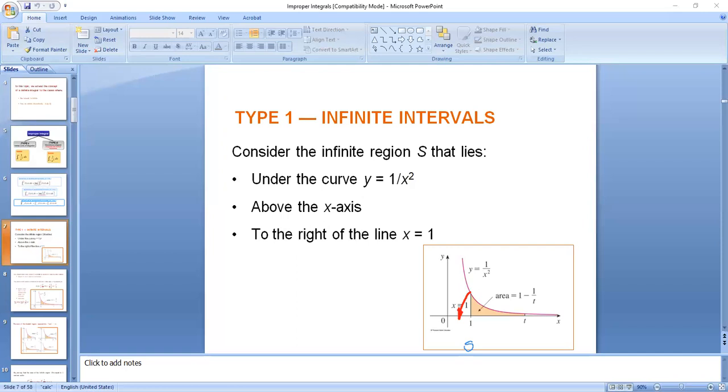Now, to the right of line x equal to 1. Now, where is this line x equal to 1? From your analytic geometry, we know that line x equal to 1 is this vertical line. This is your x equal to 1 line. So, you will determine the area under the curve 1 over x squared to the right of x equal to 1 above the x-axis. How will you determine that area?